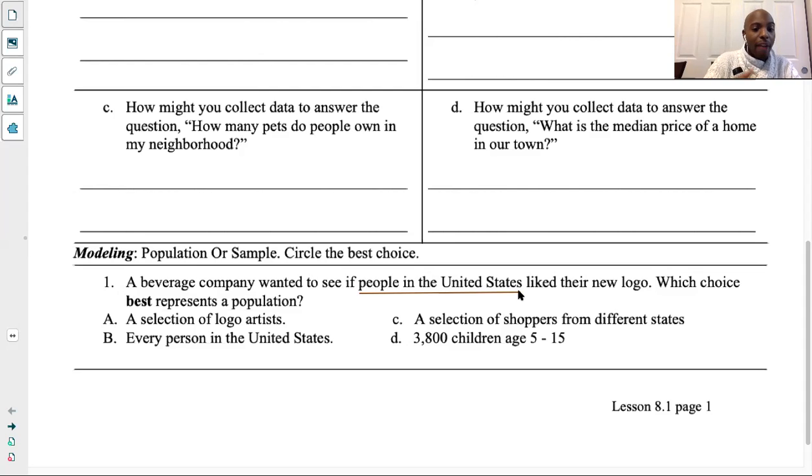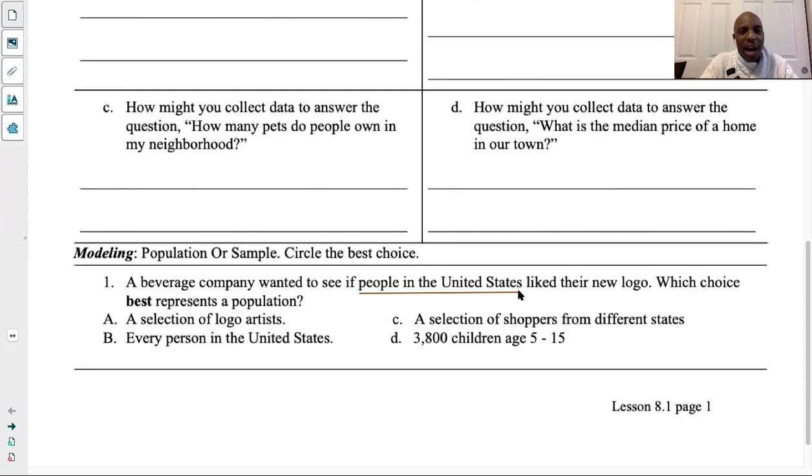What about B? Every person in the United States, right? Every person in the United States. Not bad. C says a selection of shoppers from different states. So people who shop, right? Maybe people who buy beverages from different states, right? D, 3,800 children aged 5 to 15. Now, all these are good answers in some sense. We want to know what's the best one to represent population.